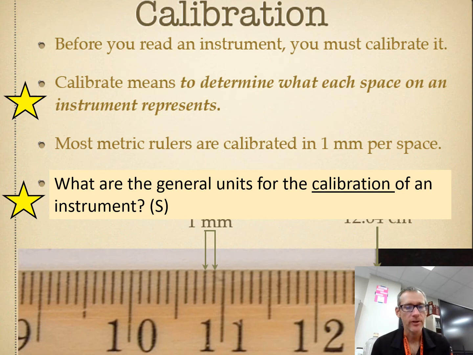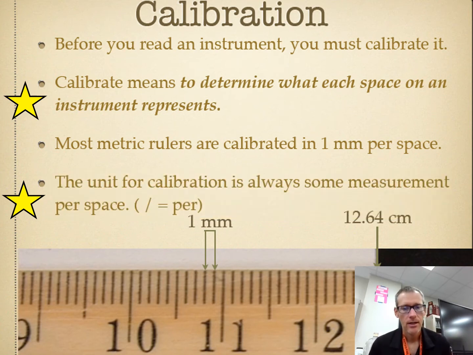And what's the general unit for calibration? It's always the unit per space. So in most cases, it's either going to be milliliters per space, or centimeters per space, or millimeters per space. Okay. So you can see in this ruler, each one is 1 millimeter, or 0.1 centimeters. And if you look at the line, we're at 12.645 centimeters. Again, that last number is a guesstimate.